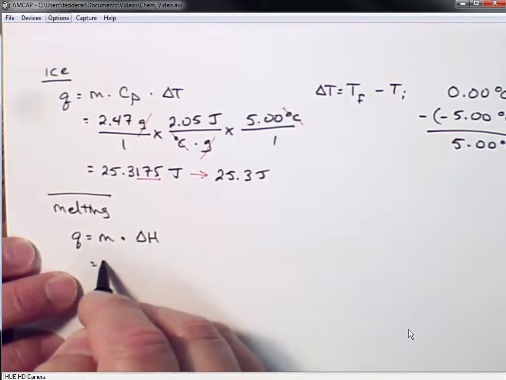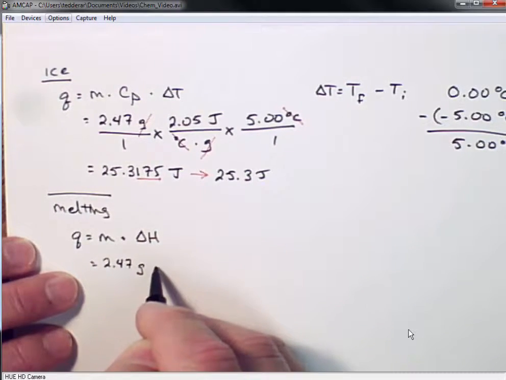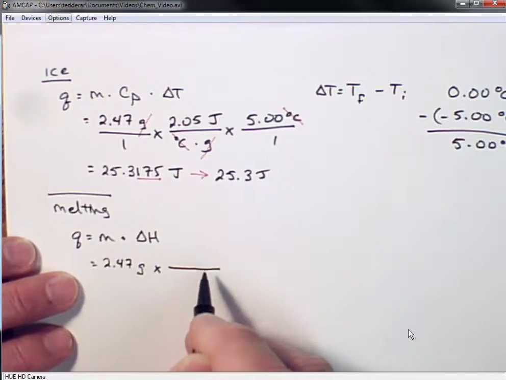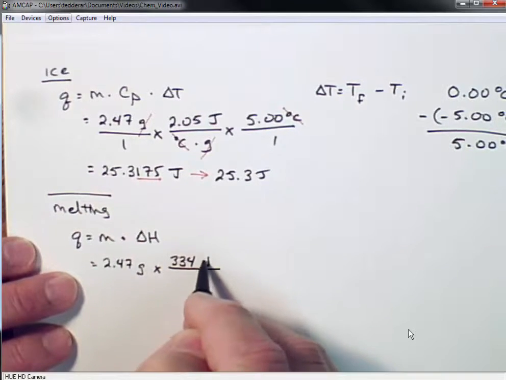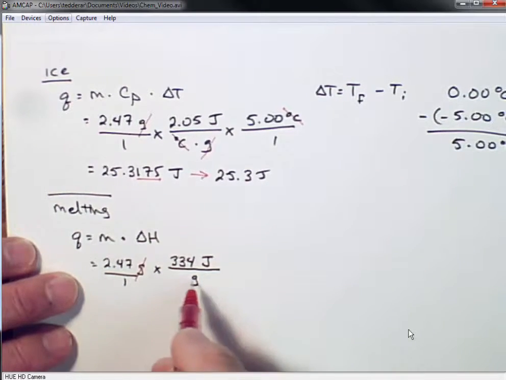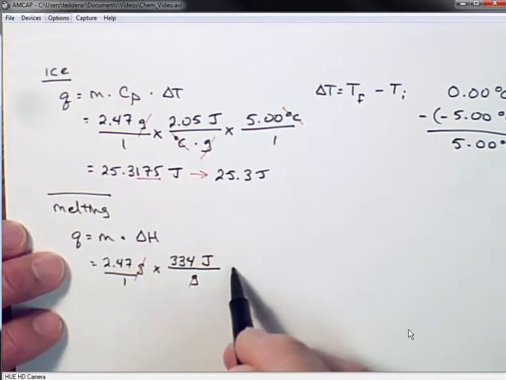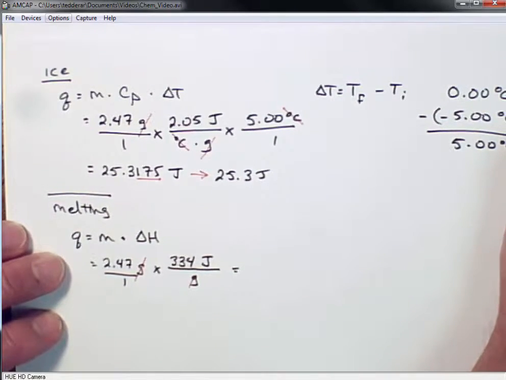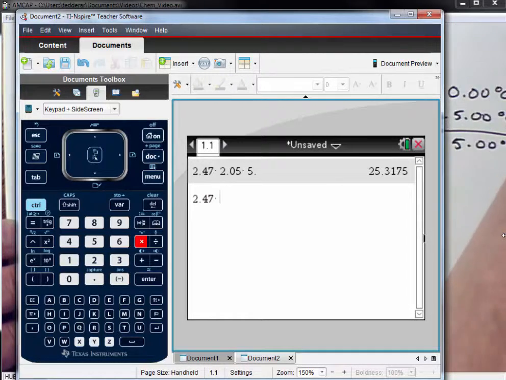So our mass is the same, we said, 2.47 grams. Our heat of fusion, 334 joules per gram. Put this over 1 so we can see that we can cancel out grams. We're left with joules. Joules measures heat energy. We know we probably set it up right. All we're going to do is put in the calculator. So 2.47 times 334, and we get 824.98.